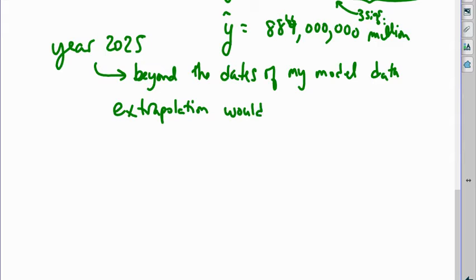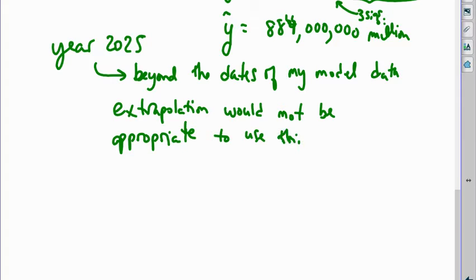Now, somebody might do it. I mean, we're getting close to 2025. Maybe they could use this model for 2021 or 2020 and see what it gets, see how it did pan out, now that we're in 2020 and 2021, but it's not appropriate to use this model.